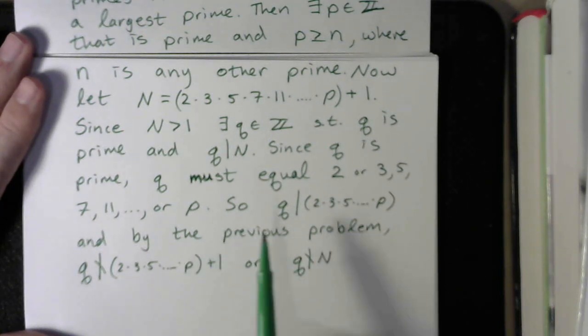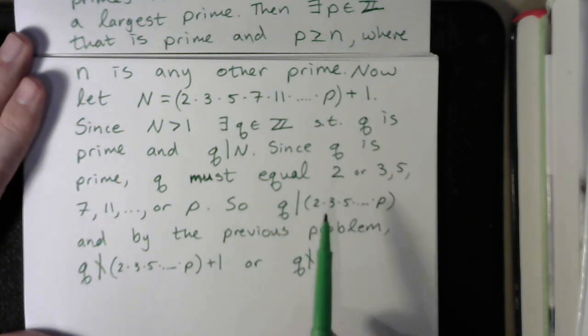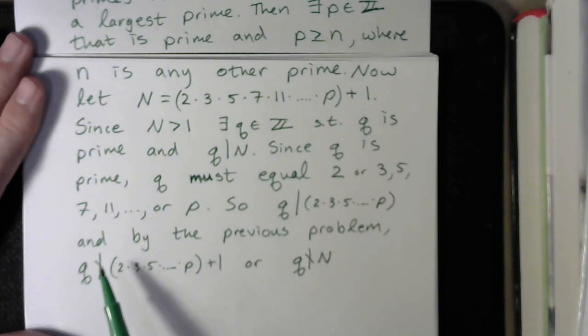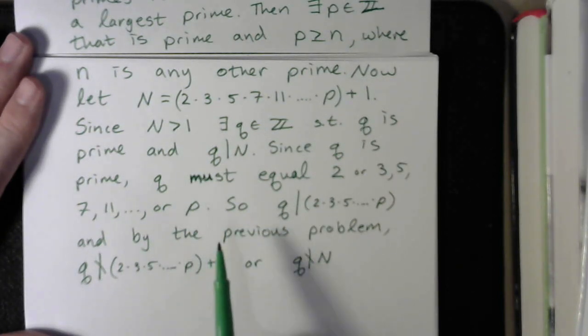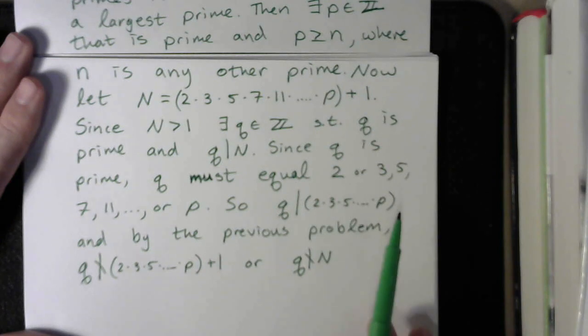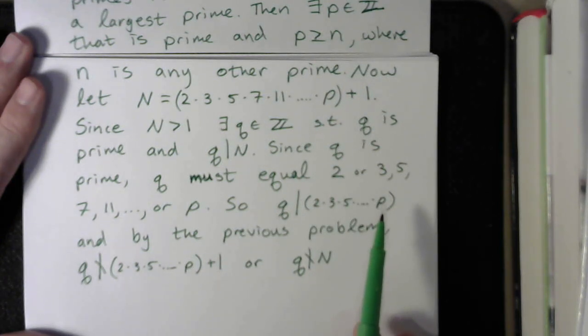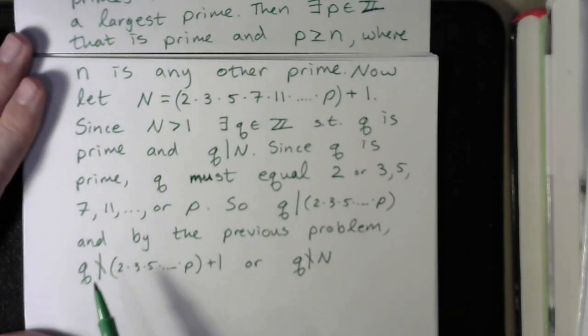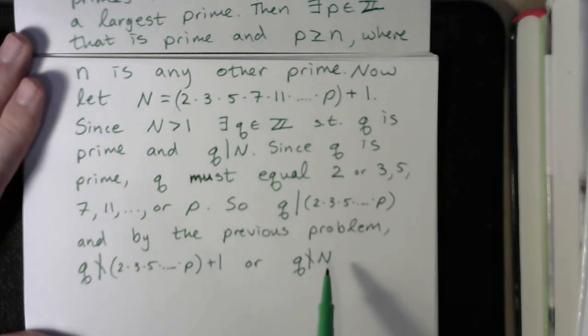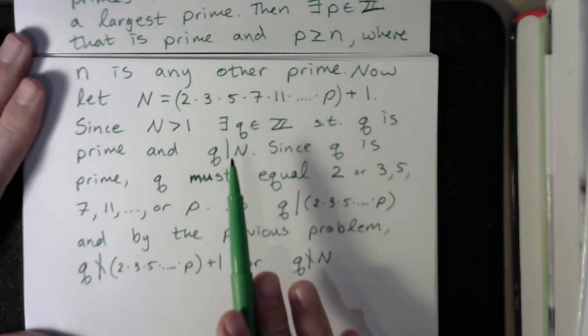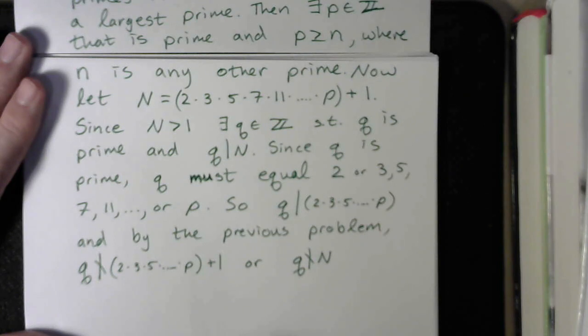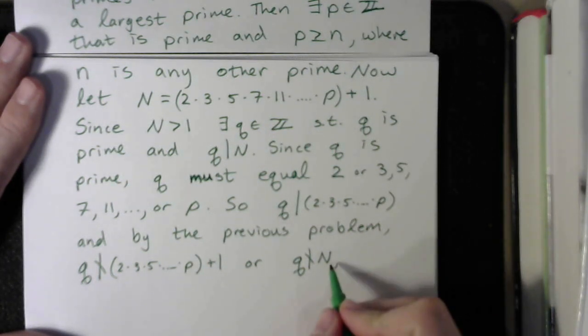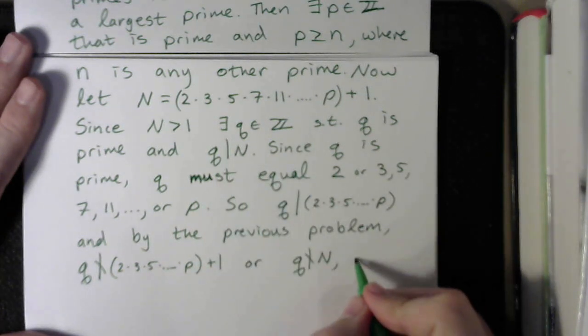So our previous problem was showing that if something divides something, it definitely doesn't divide the next integer. And so since Q is prime, it has to divide the product of all primes. And then we can use that problem to know that that definitely can't divide the product of all primes plus 1, which is N. But we know that Q was specifically a prime that divided into N. So this is, of course, with this and this, a contradiction.